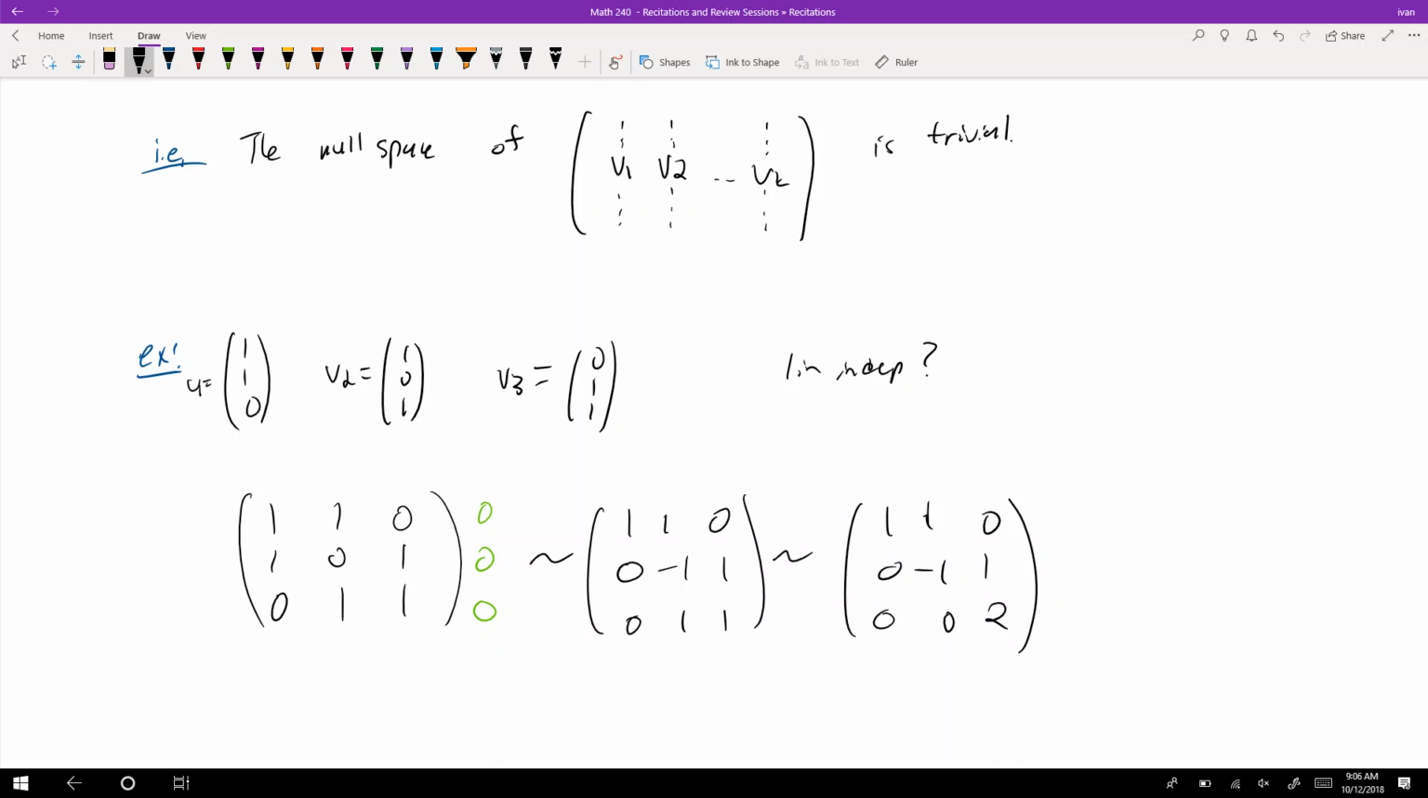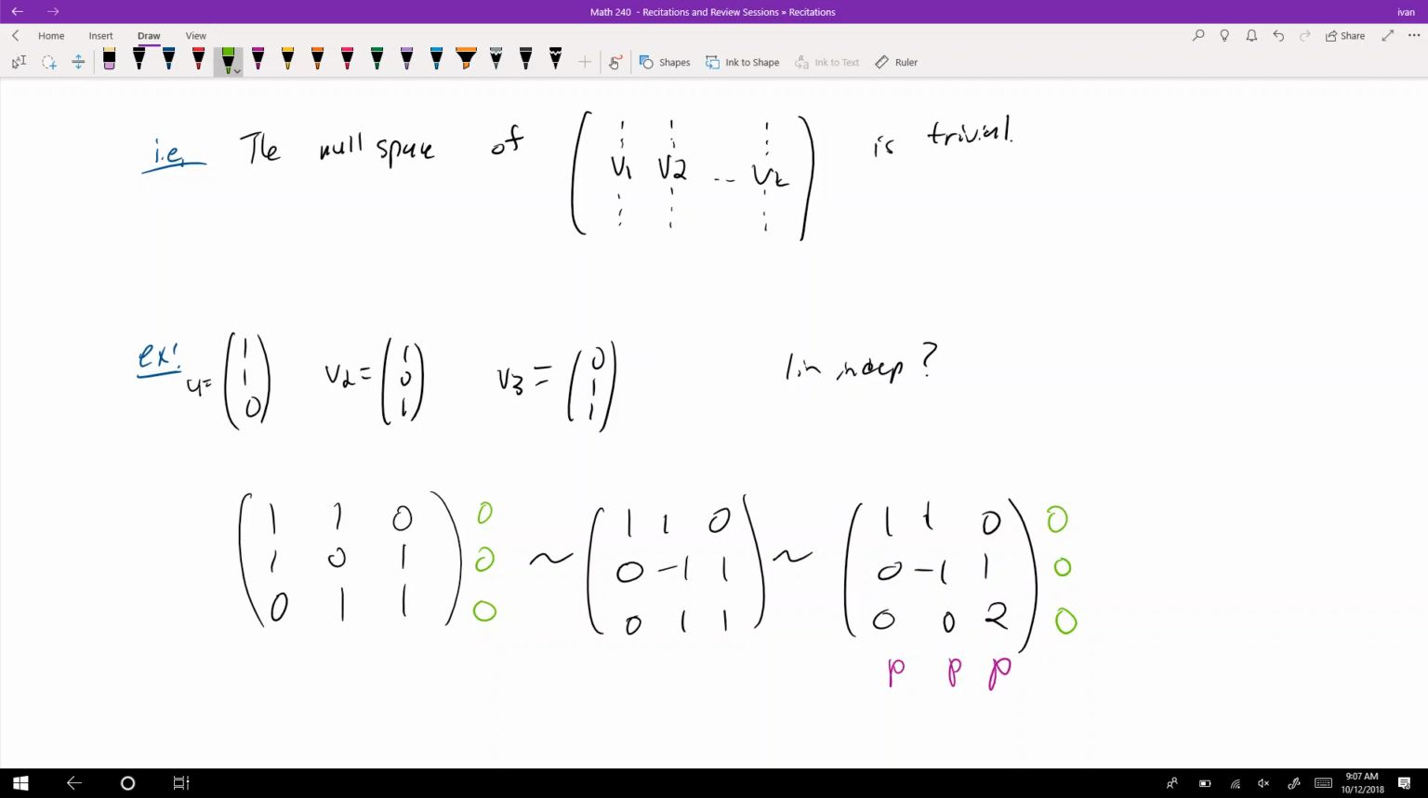Okay, and so essentially here what I have then is here's a pivot, here's a pivot, here's a pivot. I think there's a seat at the end there. All right, and then remember, we're solving the homogeneous system, so we have these zeros at the end.